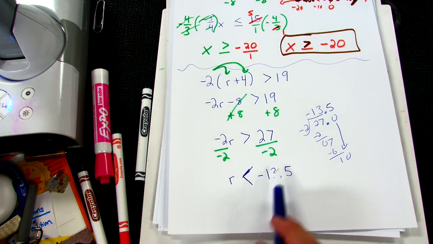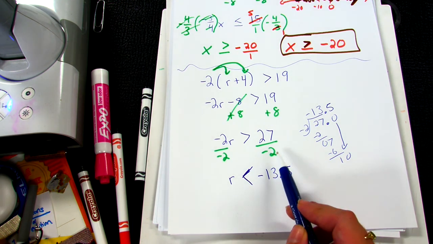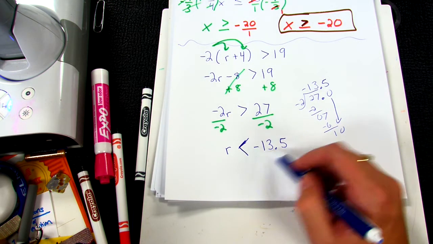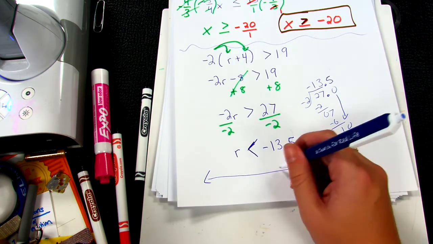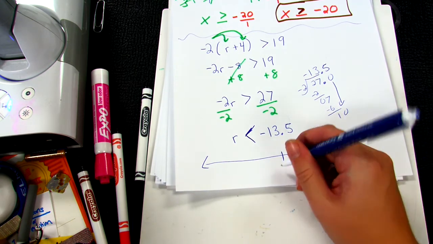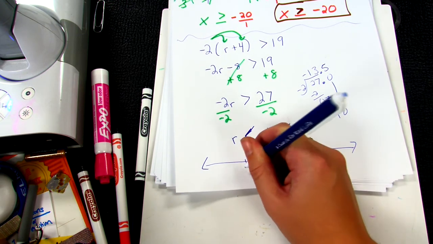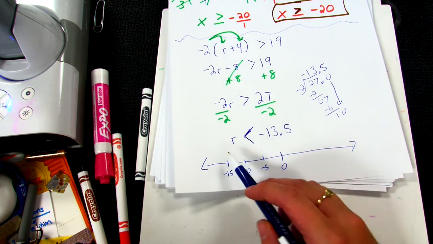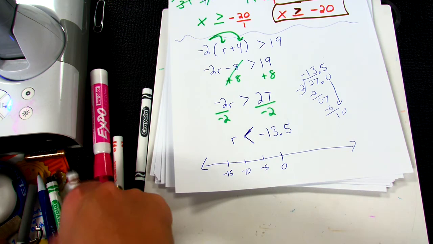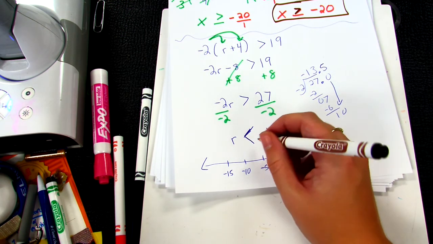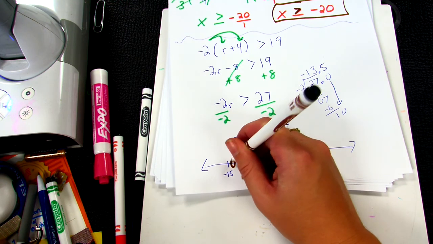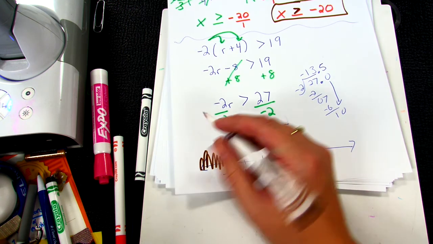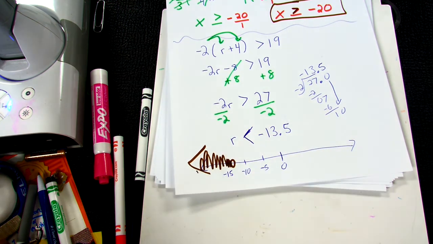If I was just wanting to know what r was less than, I could have left it as negative 27 over 2. However, I also want to graph my answer, so I went ahead and found what the decimal was. So now I can graph it, right? So I'm going to count by 5s, right? So 0, negative 5, negative 10, negative 15, which means negative 13.5 is somewhere around here. And it's going to be an open dot because it's not equal to negative 13.5. So here's my open dot. And it's going to be less than, so it's going to be all these numbers. And my arrow should be pointing the same way as the inequality, and it is.